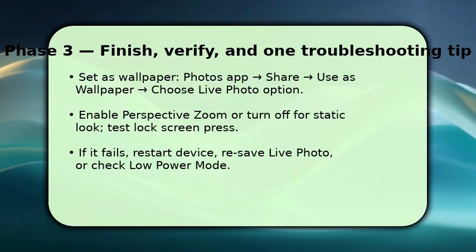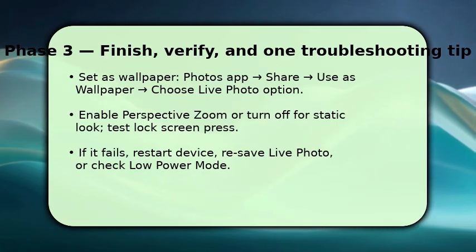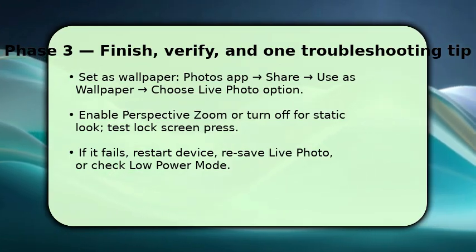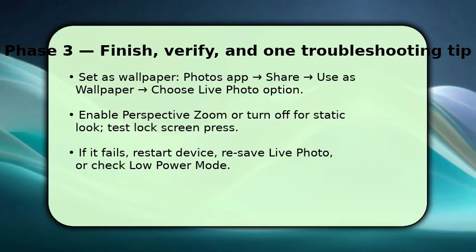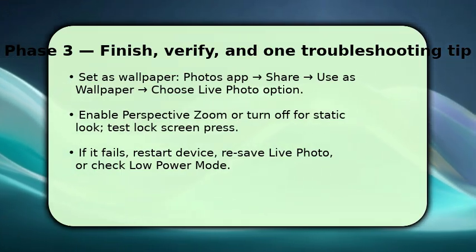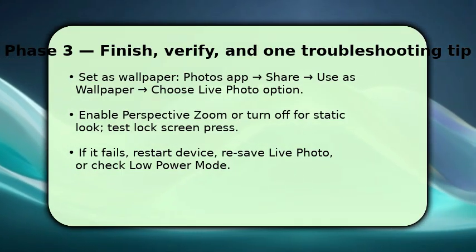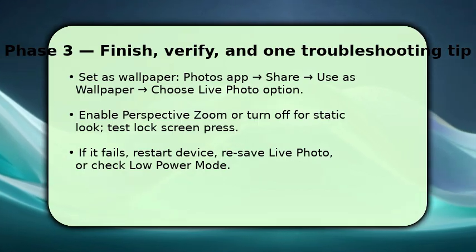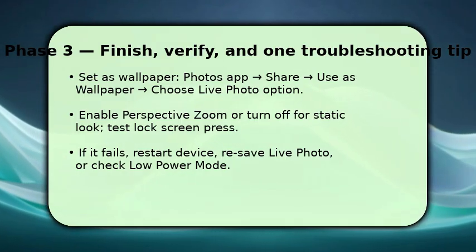Once set, make small adjustments like toggling perspective zoom to avoid unwanted parallax. If playback doesn't work, restart the device and resave the live photo, confirm low power mode is off, and ensure reduce motion is disabled. This one setting commonly prevents animations from playing.